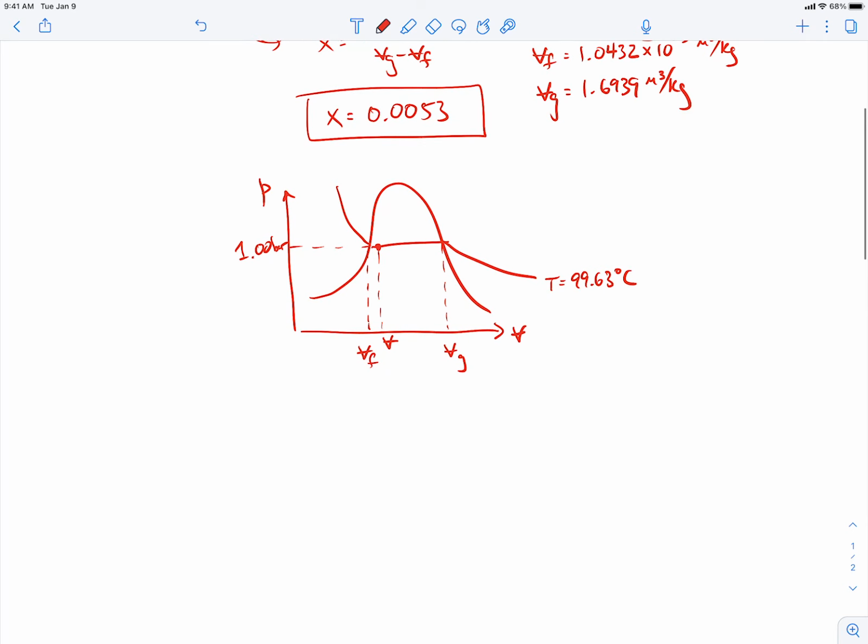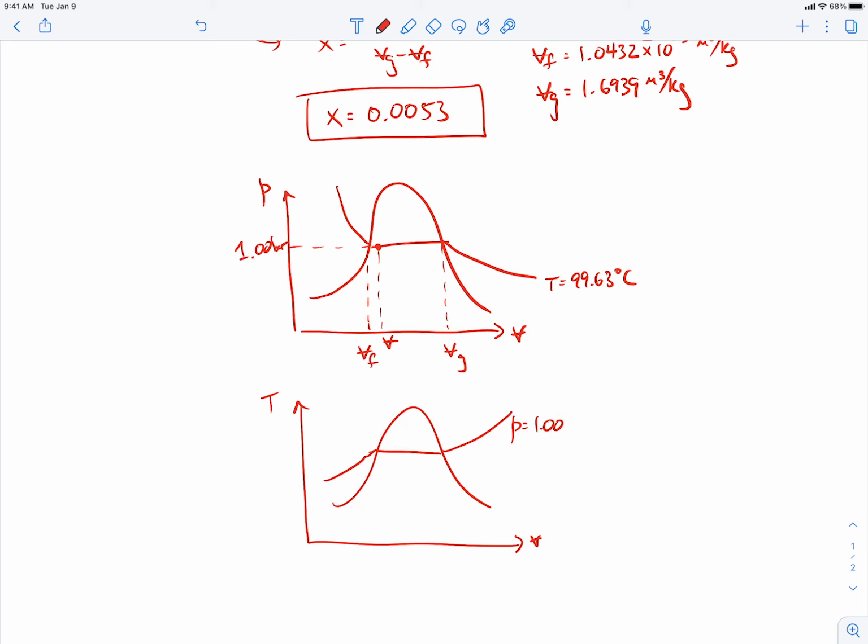If you want to see it on a TV diagram, it looks very similar. We'll draw our vapor dome. Let's draw an isobar. So this is the pressure of 1 bar absolute. Here's our temperature of 99.63 degrees C. Our saturated liquid specific volume, our saturated vapor specific volume, and then our actual state is somewhere right there. It's just a sketch. Okay, we'll end the example there.